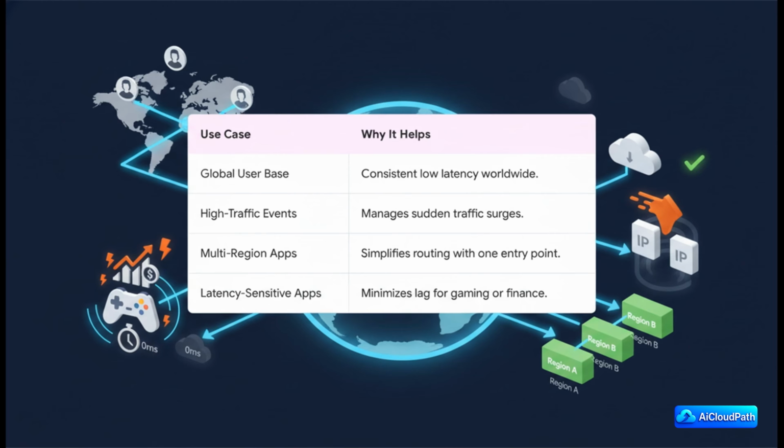Or maybe you're running your app in multiple AWS regions for high availability? Well, this simplifies your whole architecture with that single global entry point. And of course, for any app where every single millisecond counts, I'm talking online gaming, financial trading, it's an absolute must-have to crush that lag.